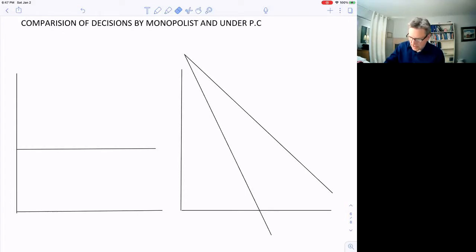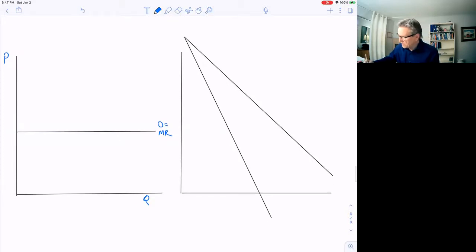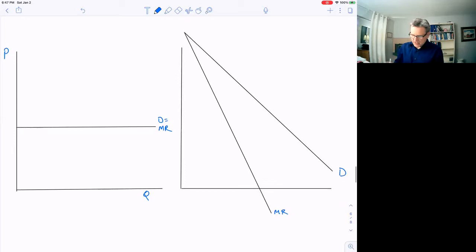So under perfect competition, here's price, here's quantity. The demand curve, which is equal to the marginal revenue curve, appears to be horizontal to the firm. Over here, though, for the monopolist, the market demand curve is their demand curve. And there's a marginal revenue curve that is lower than that demand curve. So the decisions for the firm in perfect competition, here's perfect competition, here is monopoly.